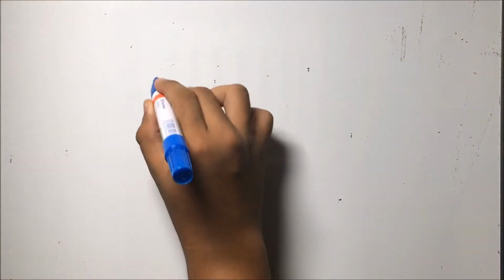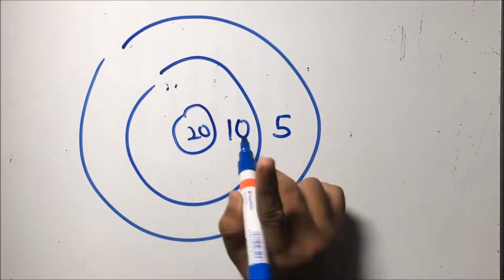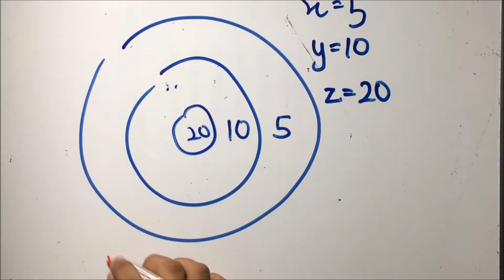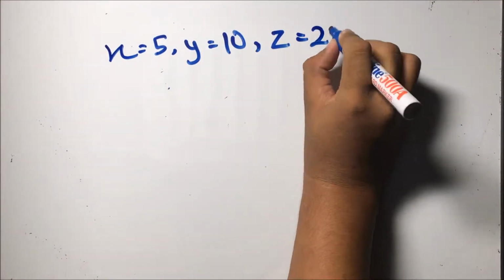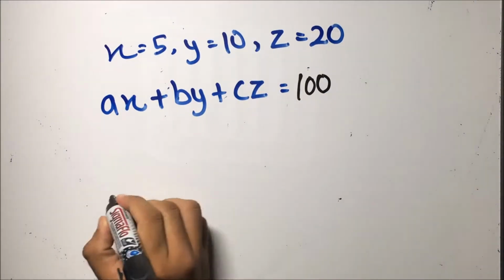When it comes to a dartboard, you must know that every part of it has its own score. Let's take this as an example. Okay, let's take x is equal to 5, y equal to 10, and z is equal to 20. So let's say our target is 100. So what are we going to do with these values? We can actually make an algebraic equation, where a, b, c are the variables.